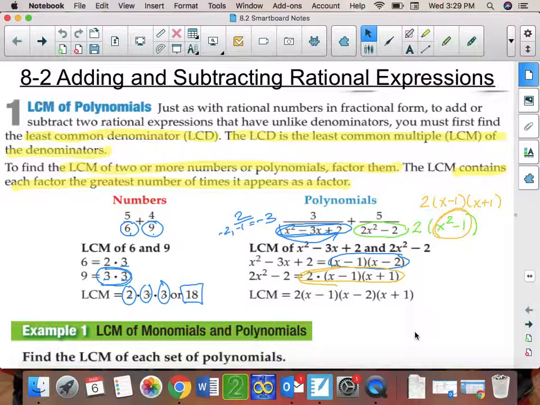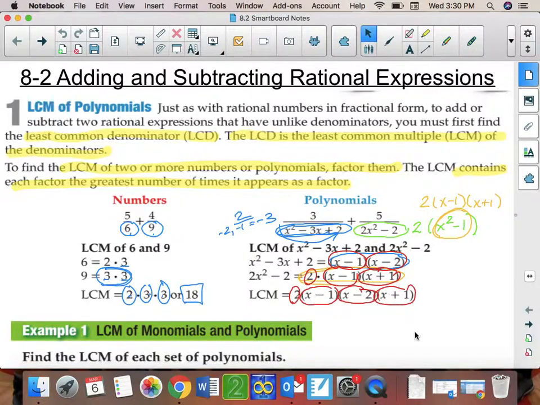And so for the LCM, you have to include every single factor that you see. So I'm going to have this 2 right here, which was here. And I have this x minus 1. It was listed once in each, so I just write it once. I have this x minus 2 here, and then this x plus 1. And so that would be the least common multiple.